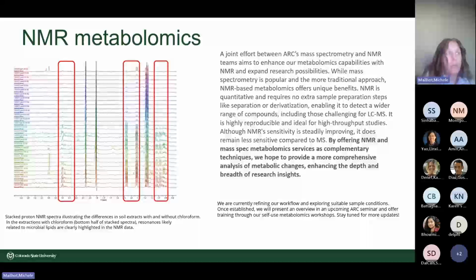That's not really my area, but we are offering this service now. It's Claudia and I working together, where she handles the metabolomics part, and I can help you get your NMR situated and make sure it's the best that it can be for your samples.